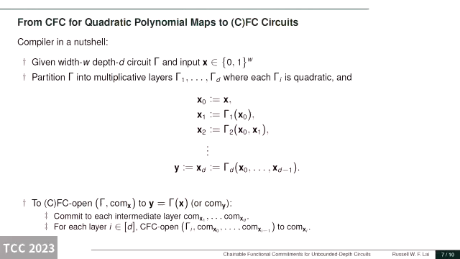To produce a CFC opening of gamma and a commitment of x to the output y, the prover would do the following. First they commit to the intermediate layers, namely x1 to xd. And then for each layer i, the prover would produce a CFC opening for gamma i and the input commitments of x0 up to x(i-1) to the output commitment of xi. So we can easily see that the evaluation binding of the resulting FC for circuits follows straightforwardly from the evaluation binding of the CFC.